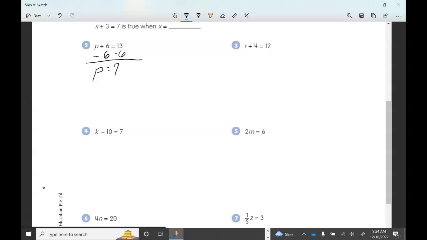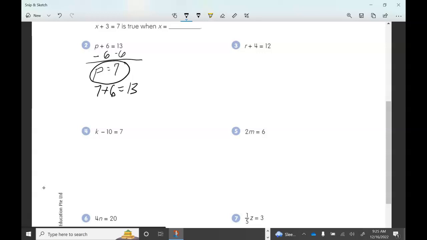Now I can check this out. So I plug in 7 for p, and we can see that 7 would be the solution for that equation. So again, use the inverse operation on both sides of the equation. That'll get the variable alone, and that'll help you see the solution for the problem.